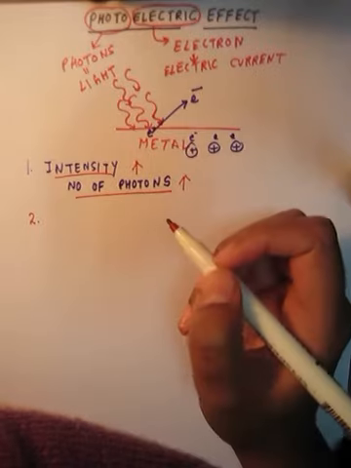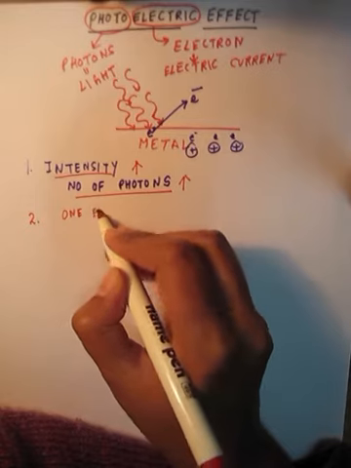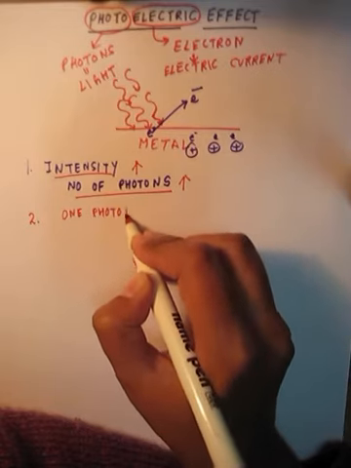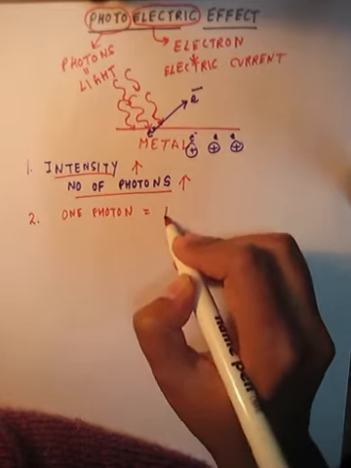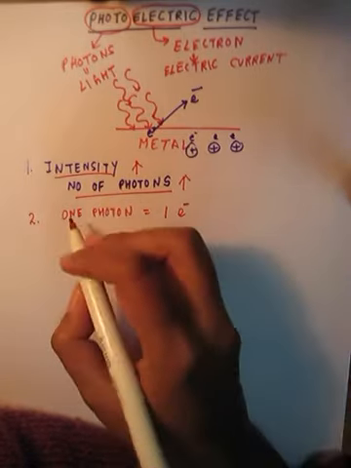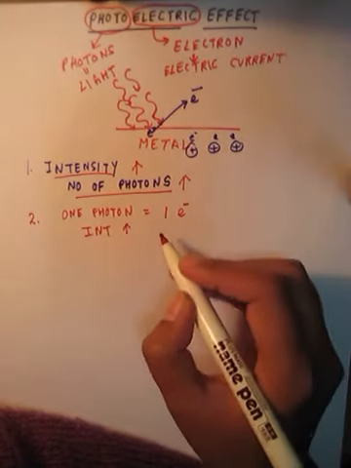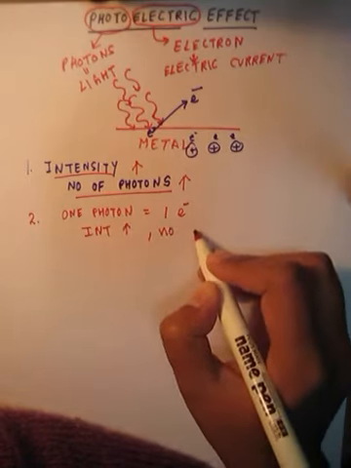Now, one photon gives rise to one electron. So if the intensity will increase, number of electrons will also increase.